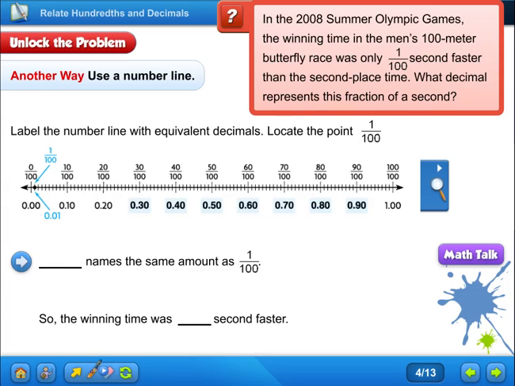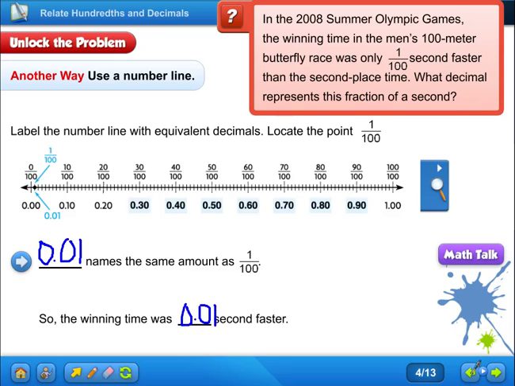So name the same amount as a hundredth. So you would put 0.01. And you would call that a hundredth. Because remember, it stopped in the hundredths place. It didn't stop in the tenths place. It stopped in the hundredths place. So the winning time was 0.01. That was an extremely close race. It wasn't even a second because 1 second would have been here. It was so small of a second. It was 1/100th of a second.